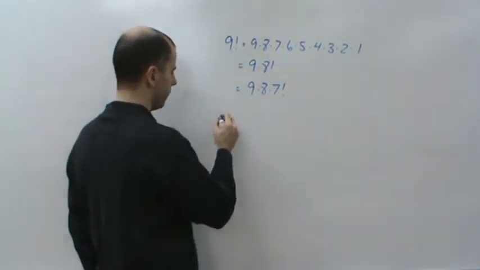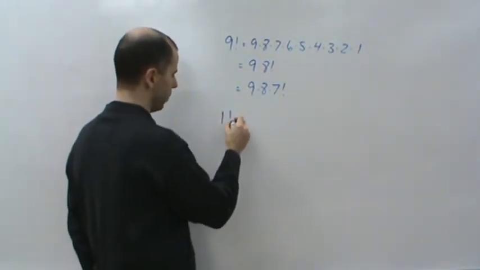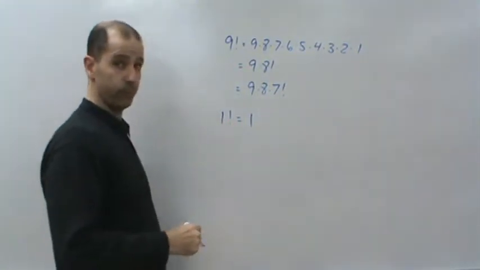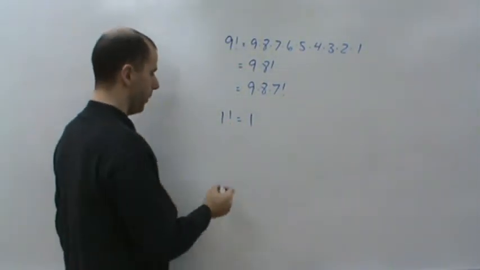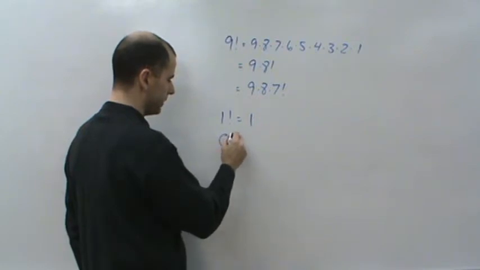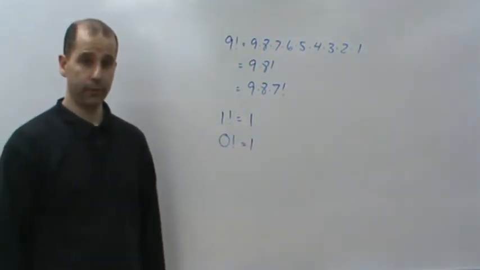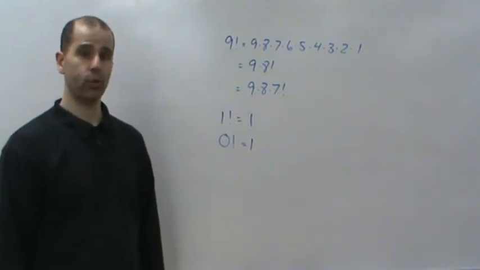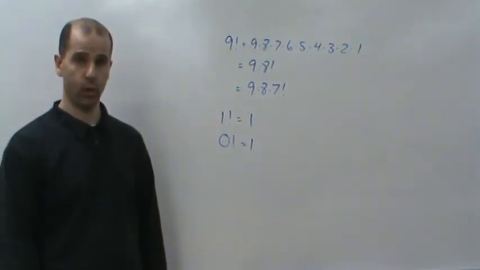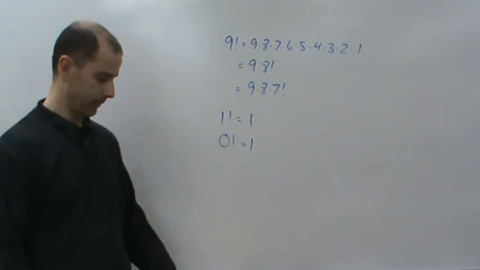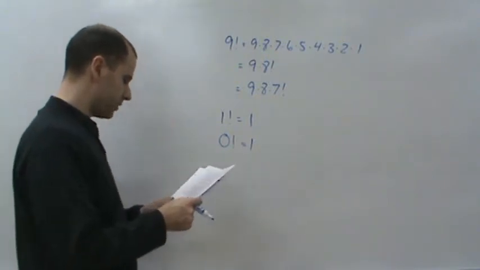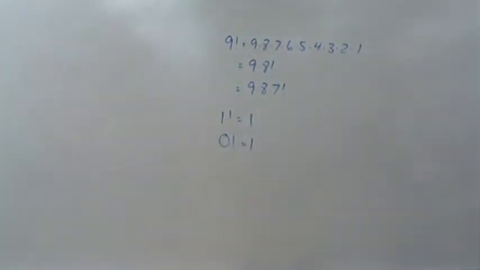Also, keep in mind that 1 factorial is equal to 1 for obvious reasons, but also realize that 0 factorial is also equal to 1 by definition, okay? So 0 factorial is always equal to 1, not 0, okay? So now, let's move forward.